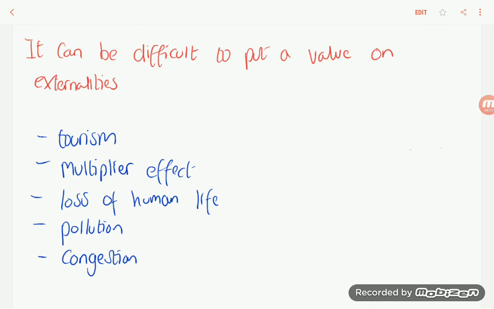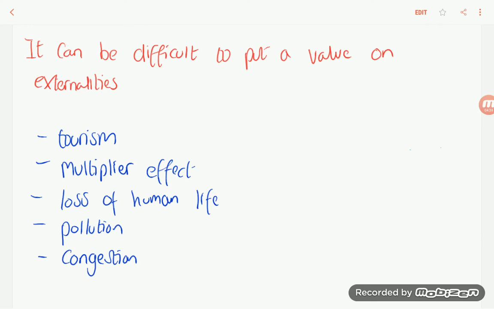Pollution. Air and noise pollution can have many negative effects. For example, air pollution can affect people's health. It can also damage the environment, contributing to global warming. Noise pollution might affect people's quality of life and bring down the value of their houses.